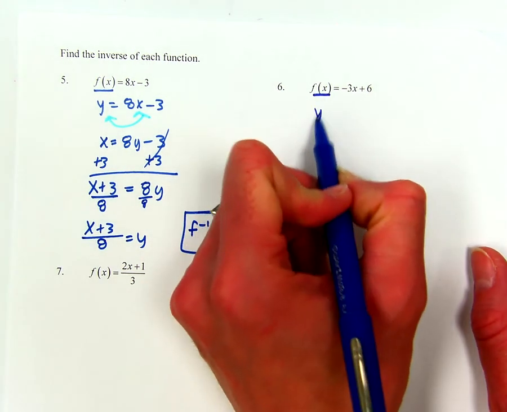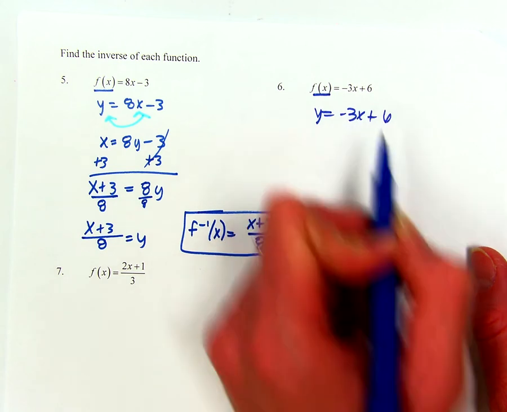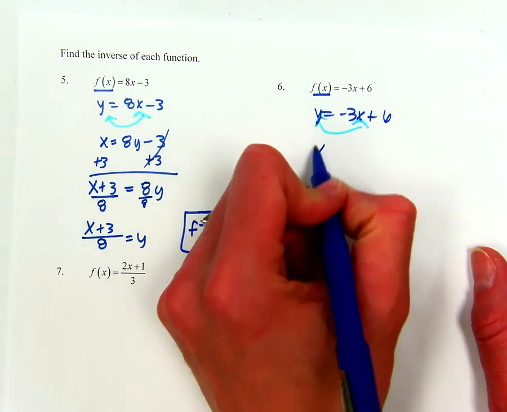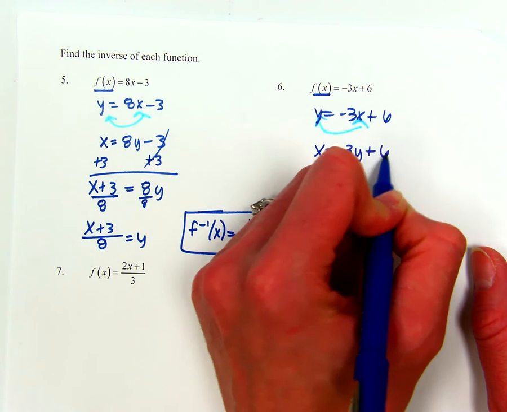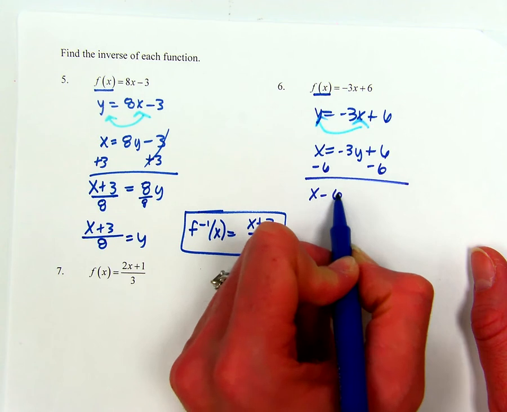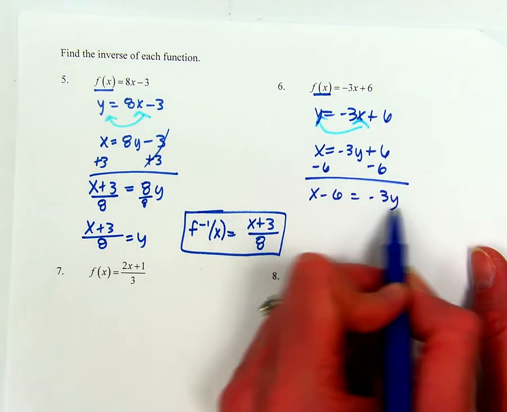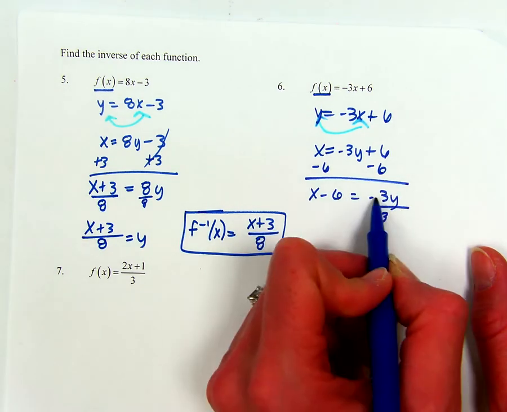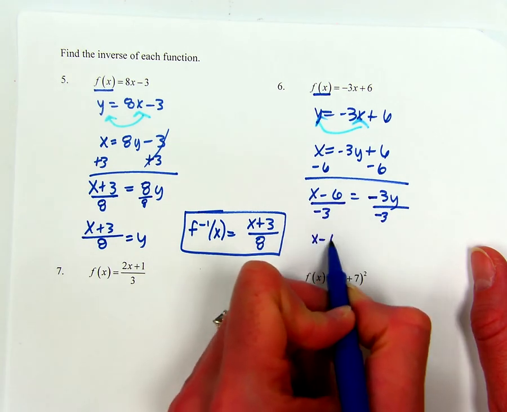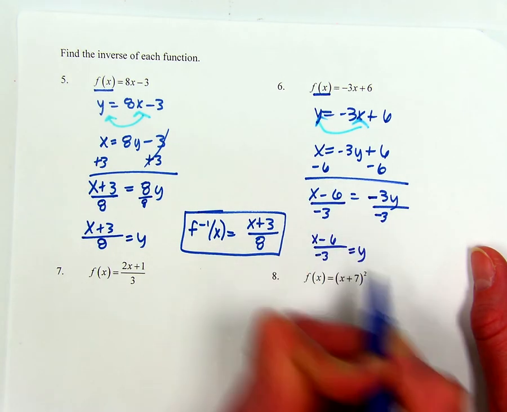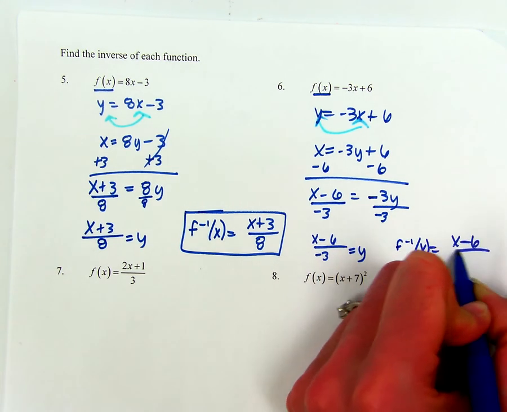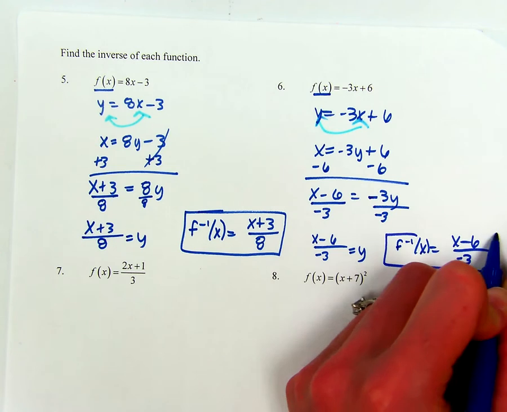Okay, so this means y equals. We're going to switch our x and y. We have x equals negative 3y plus 6. So we need to undo by subtracting. x minus 6 equals negative 3y. How do I get rid of a multiply by negative 3? Divide by negative 3. Okay, so we get x minus 6 over negative 3 equals y. And if I want to write inverse of f of x equals x minus 6 over negative 3, then that works as well.